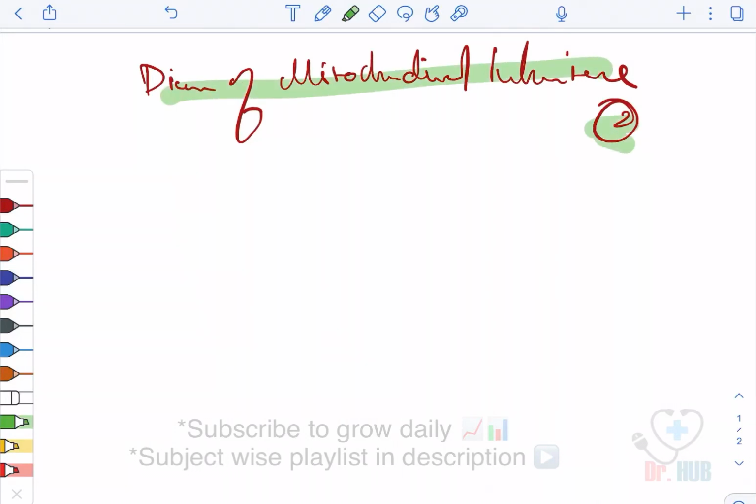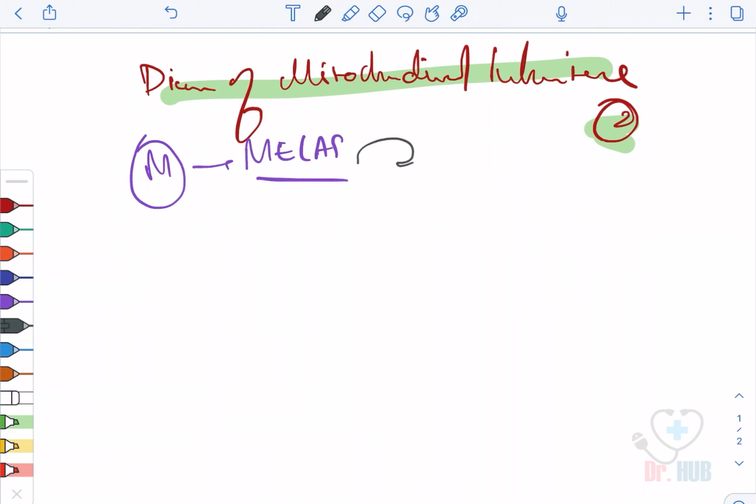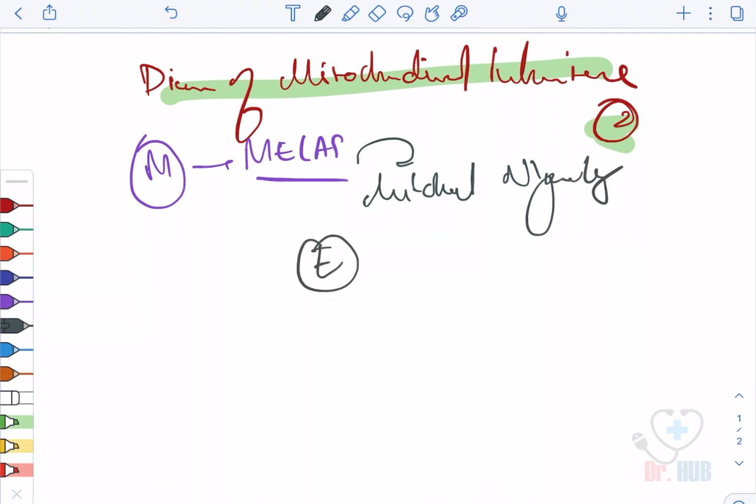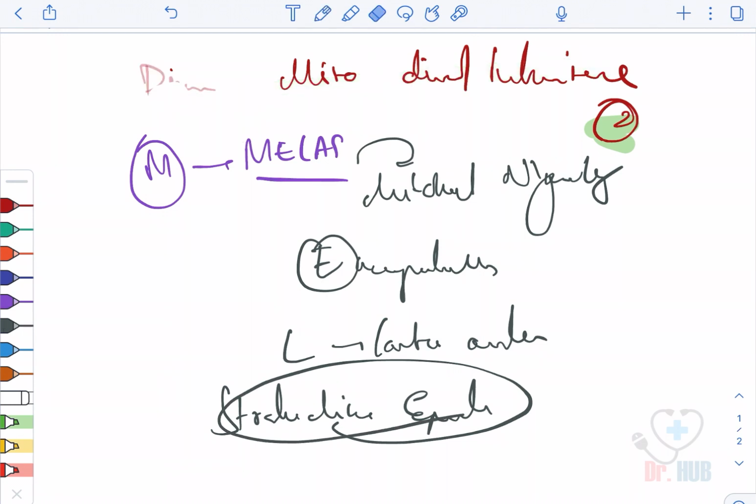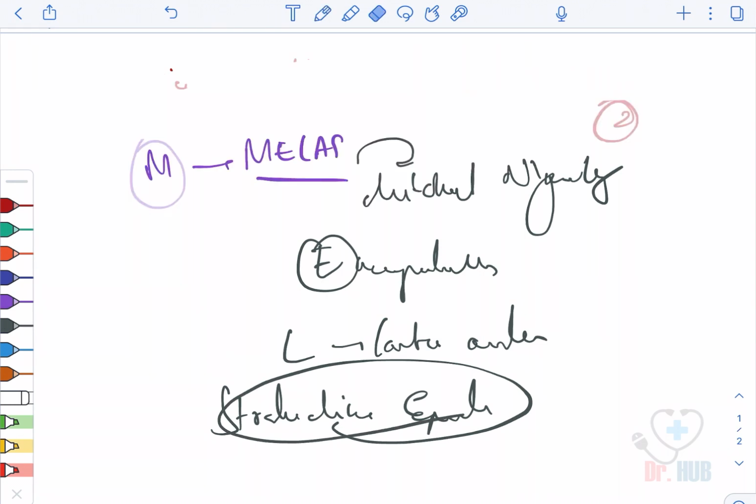Disease of mitochondrial inheritance. Continuing with part 2. So here we look at M for MELAS. This is an abbreviation. So it includes the mitochondrial myopathy. Next, E for the encephalopathy. Then L. L is for the lactic acidosis. Then S for the stroke-like episodes. Then we look at MERRF, that is MRF.